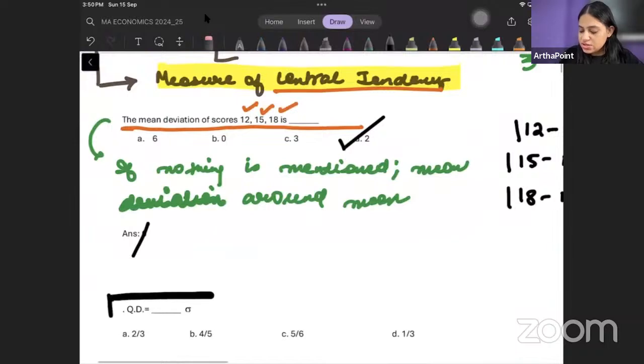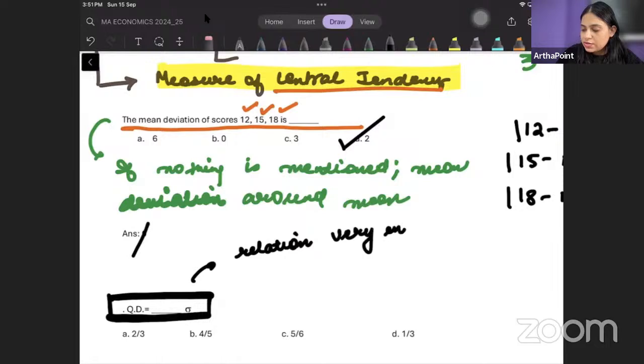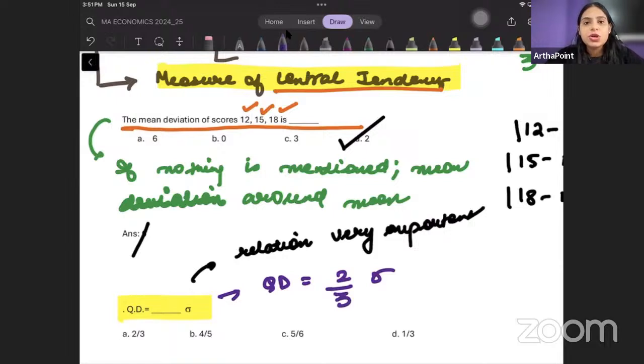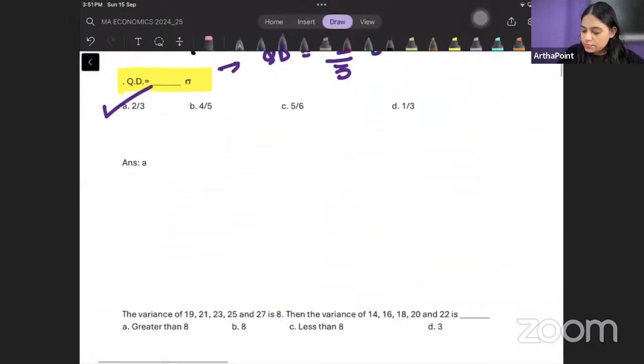Quartile deviation is equal to dash standard deviation. These relations are very, very important. What is the relation between quartile deviation and standard deviation? Anyone? Quartile deviation will always be 2/3 of standard deviation. You need to remember these relations well. The answer will be A. Let's go to the next question.